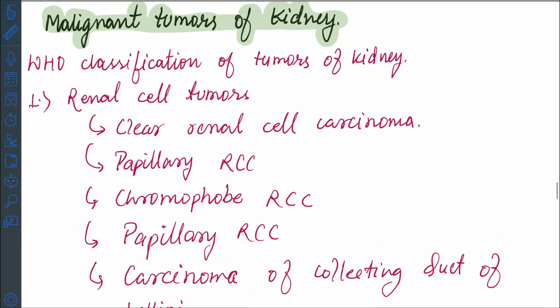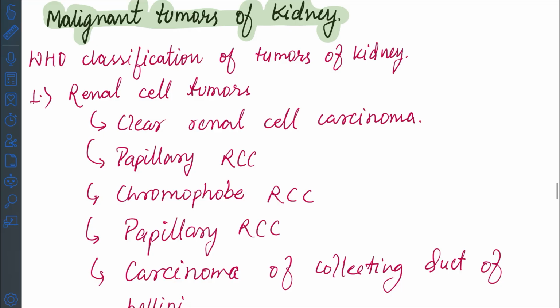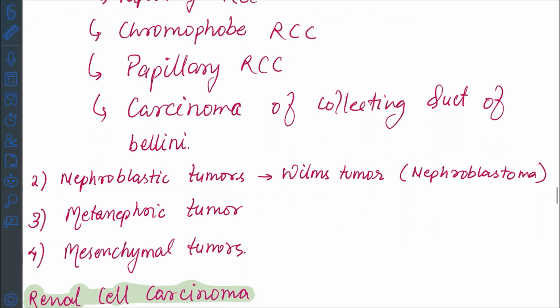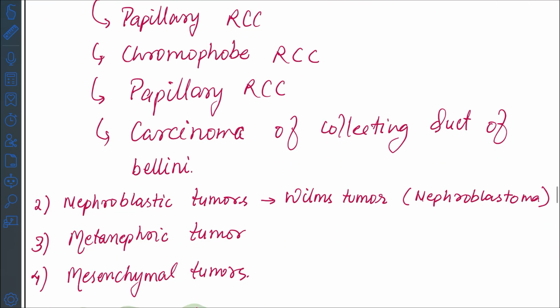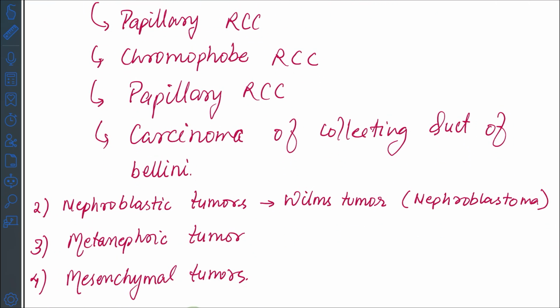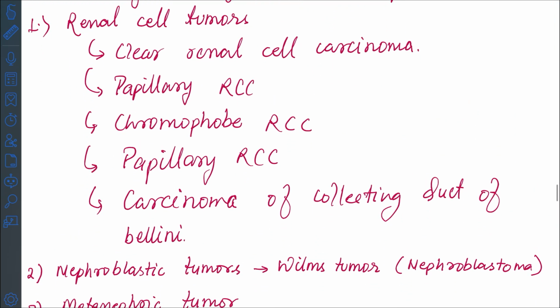The last and the most important clinical condition of kidney, the malignant tumors of the kidney. It comes under the carcinoma topic. The tumors of the kidney are classified by WHO into renal cell tumor, nephroblastic tumor, metanephric tumor, and mesangial tumor. So these are mostly based on the cells which are involved.